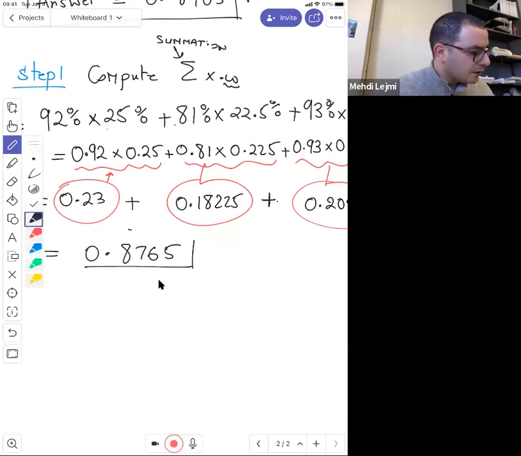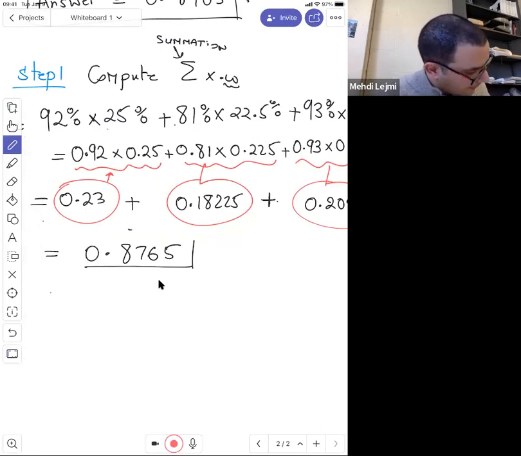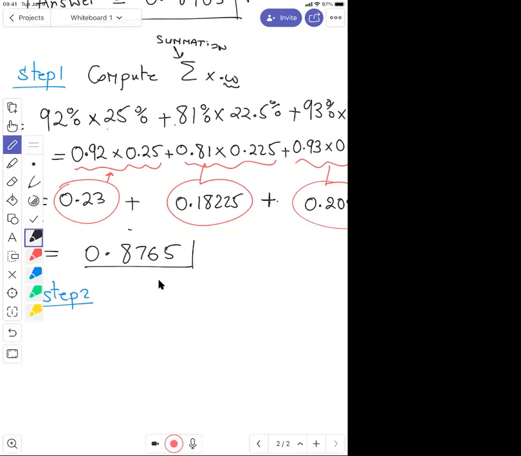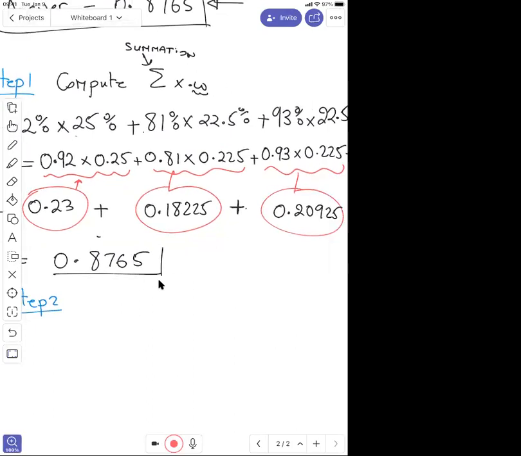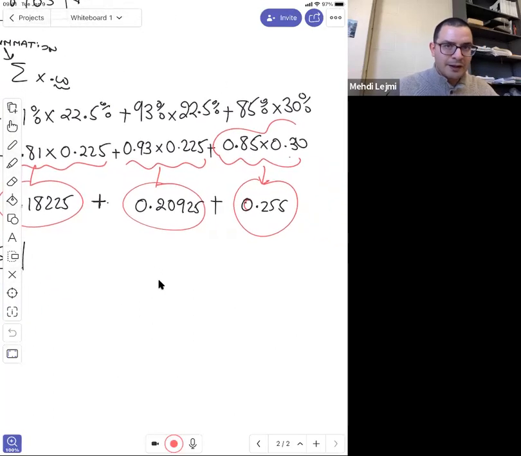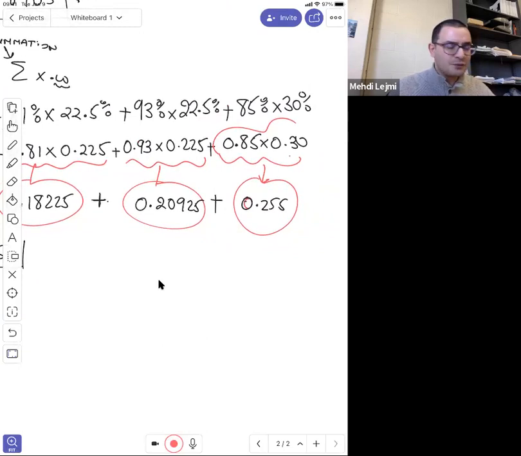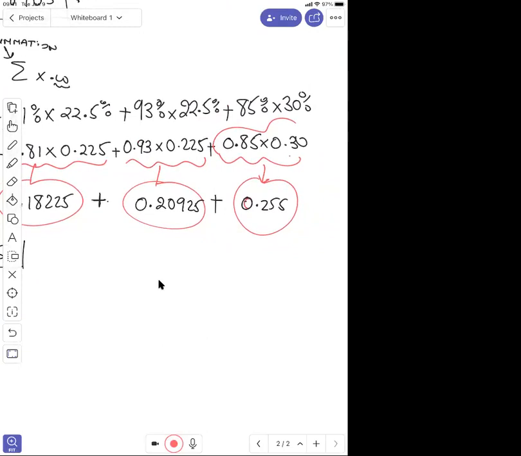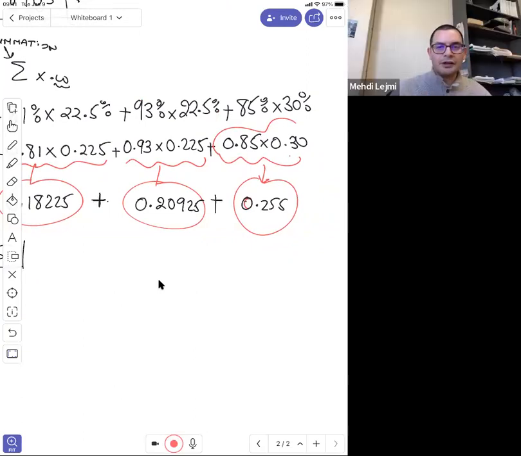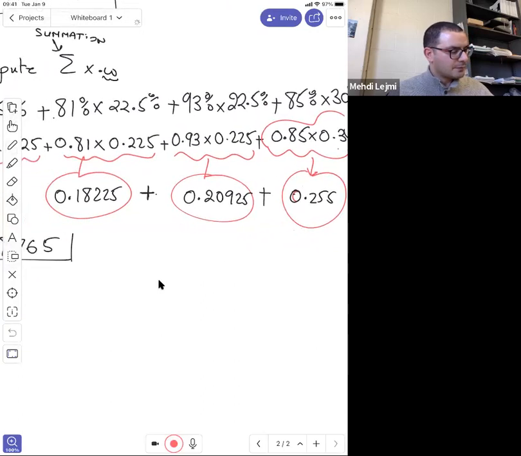Now, step two. Can I see the last number? The 0.255. Yeah, you got a different answer. No. Oh, okay, you want to see it? Oh, okay, sorry. Yeah, the last number is 0.255. Okay.